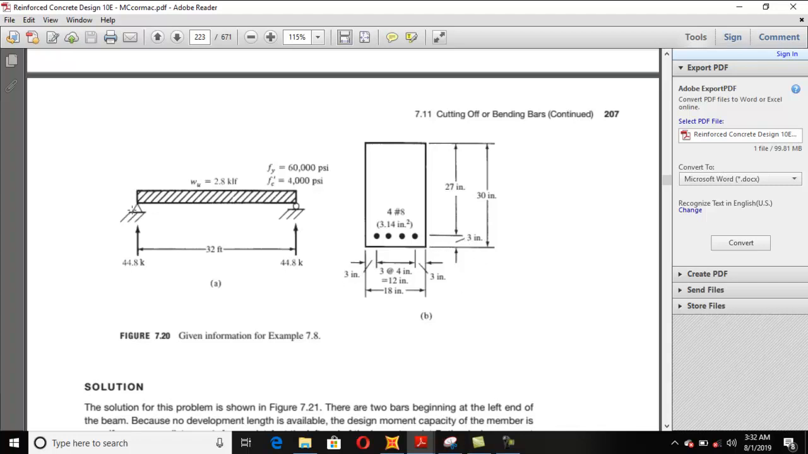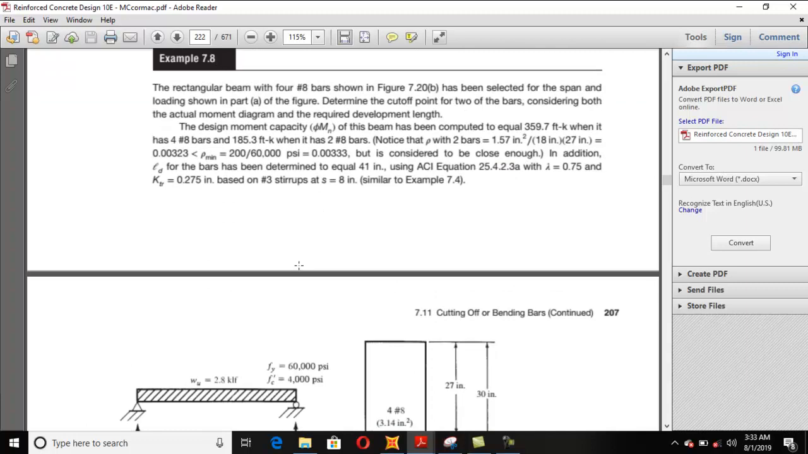This is a simply supported beam having a UDL of 2.8 kip per foot. Fy is given, Fc prime is given, the span is 32 feet, and the reactions are given. What is needed is to determine the cutoff points for two of the bars, considering both the actual moment diagram and the required development length.